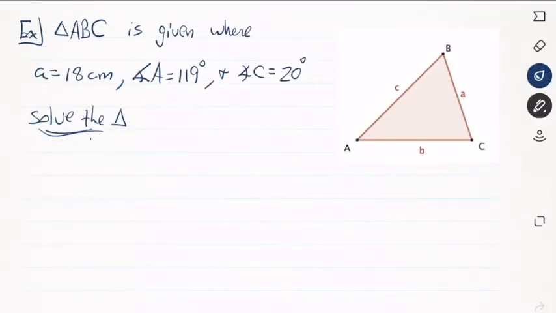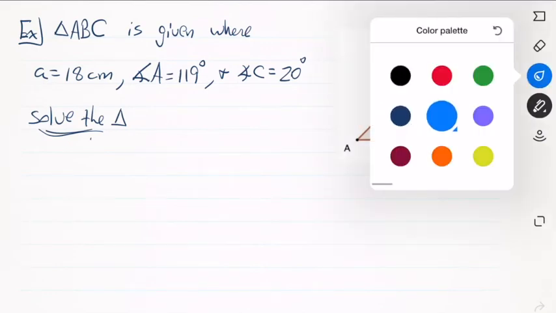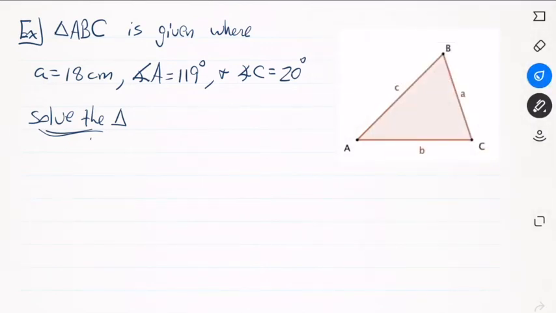So here's one of the examples for law of sines. A general triangle ABC is given where the side A is 18 centimeters, the measure of angle A is 119 degrees, and the measure of angle C is 20 degrees. When we say solve the triangle, remember it's finding everything else. We're given 3 pieces of information. We're looking for the other 3.